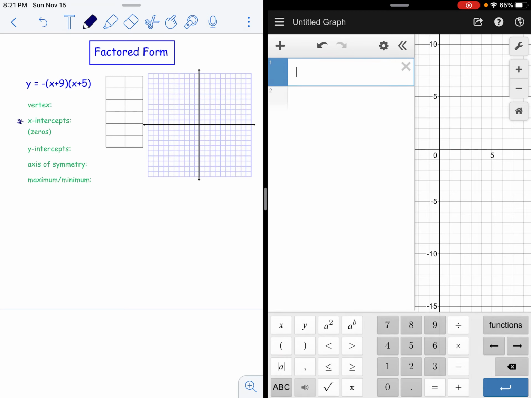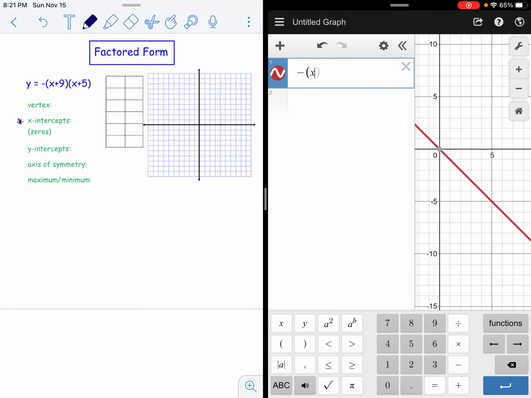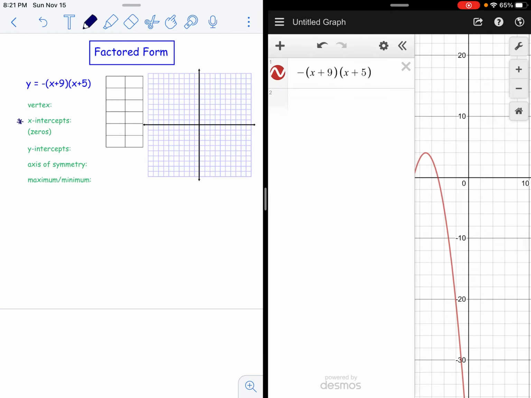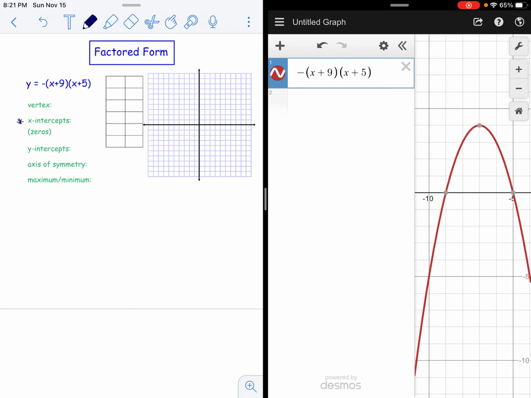So I'm going to type in negative x plus 9, and then x plus 5. And let's see, where's my graph? It's way over here. All right, so over here there's my 3 key points. We've got negative 7, 4 is our vertex. So I can fill that in, x, y, negative 7, comma 4. Our x-intercepts are at -9, 0 and -5, 0.